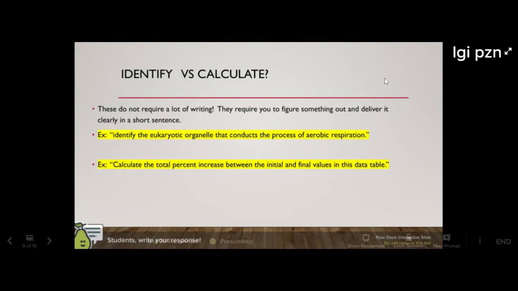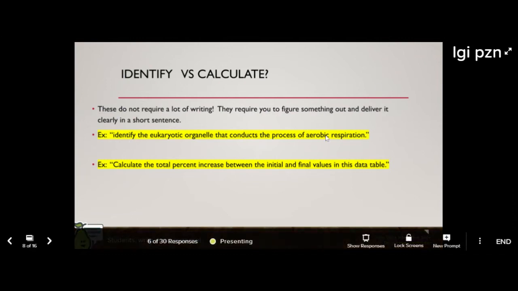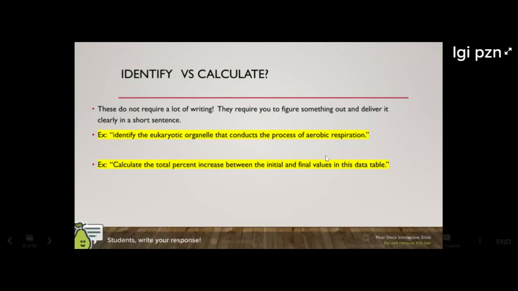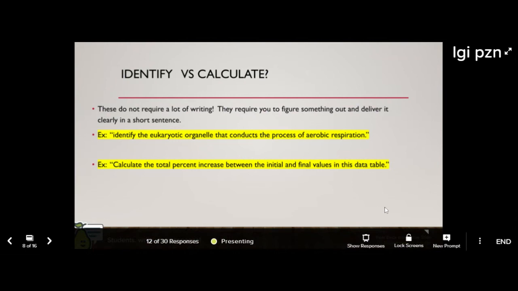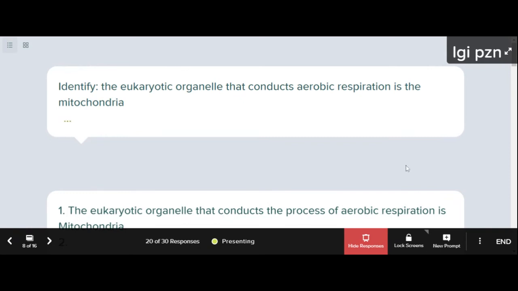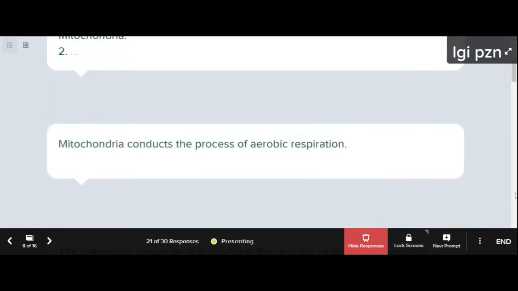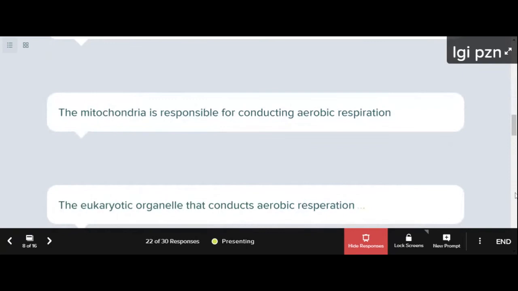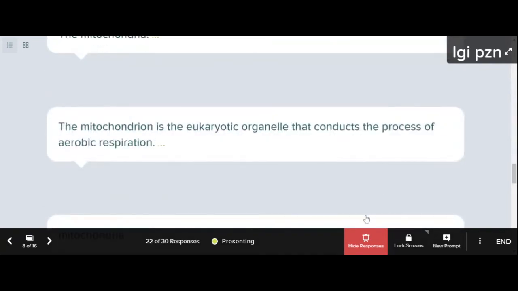Okay. So what I want you to do here is just give me the answer to this first one. What's the organelle that conducts aerobic respiration? Kind of a gimme. Easy point, right? Because I didn't give you any data for the calculate, so don't worry about that. Yep. Mitochondria, that's it. You got it. Don't worry about number 2. I just want to make sure that you make it as a full sentence. That's it. Good.